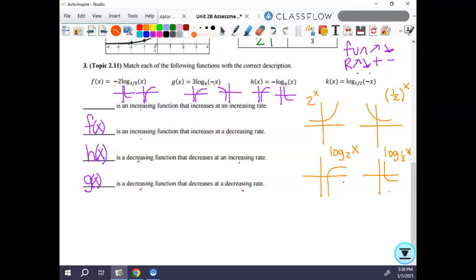Then I'm not just going to plug in k of x in the first one. I'm going to make sure that I agree with it, because if not, then I have to go back and recheck some other things. So log base 1/2 starts off looking like this. That negative is going to reflect it in the y-axis, so it looks like that. That is an increasing function. It is concave up, so it's at an increasing rate. This is k of x. Okay.